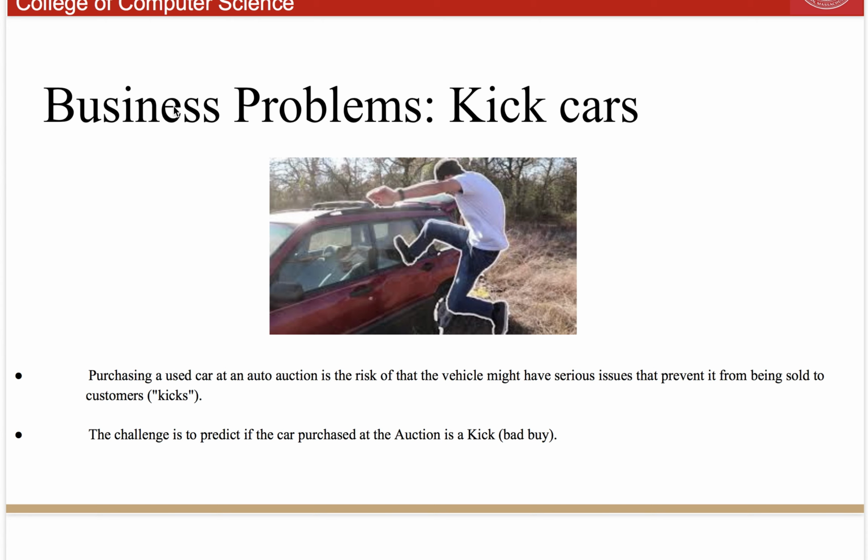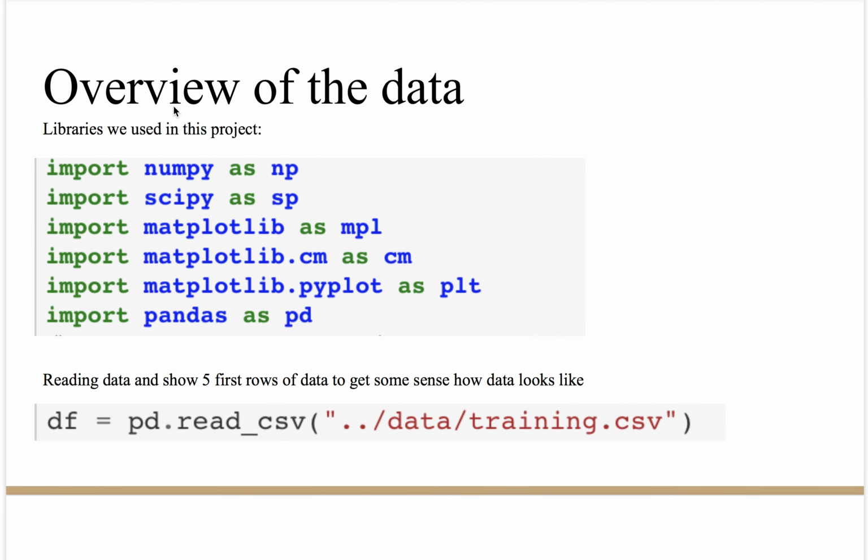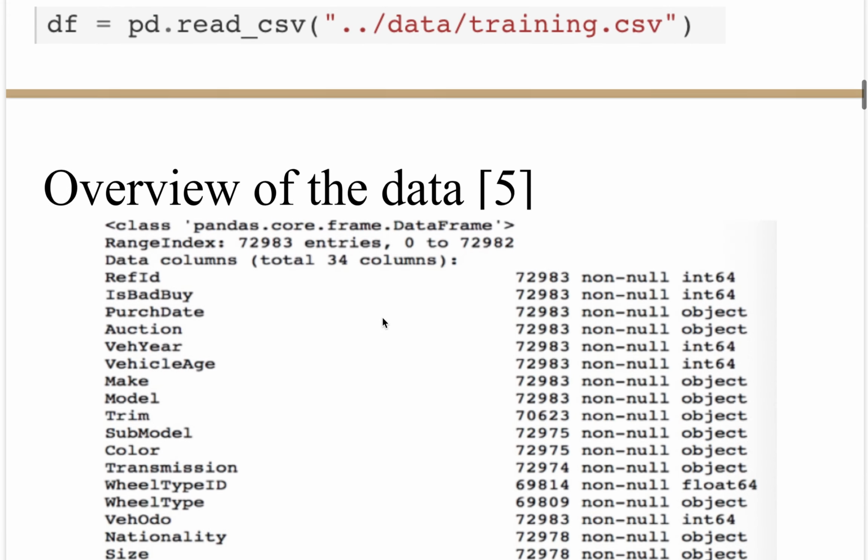So the purpose of this project is to apply some modeling in order to predict if the car is a good car, the not kick car, or if it is a kick car. Before applying any modeling, we need to have a better overview of the data, how the data is distributed. So we used these libraries and imported them to figure out what the data looks like.